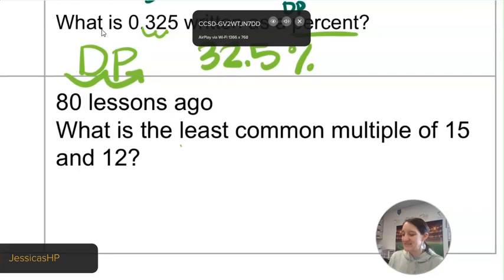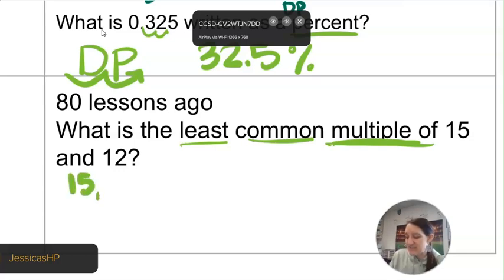What is the least common multiple? Which is not the birthday cake, right? Birthday cake is greatest common factor. Okay, multiples. What are multiples? Those are what you skip count by, right? The multiples of 5 are 5, 10, 15, 20. So the multiples of 15 would be 15, 30, 45, 60, and you could keep going, right?